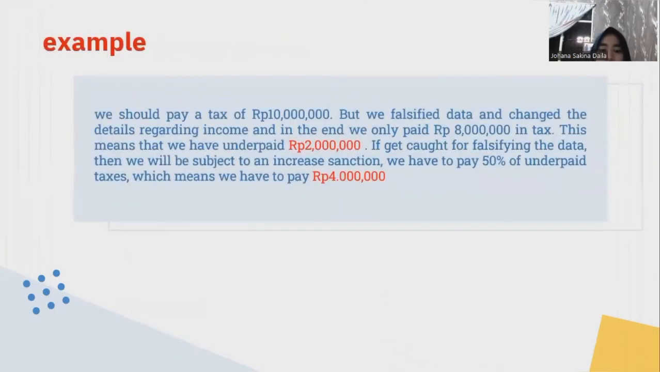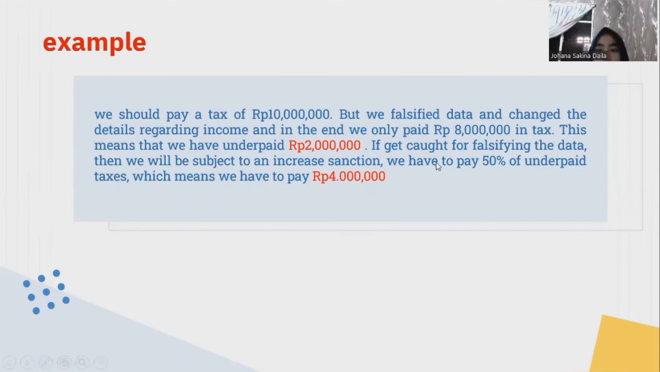And here is the example of providing wrong information in the calculation of tax payment. Let's say that the correct data shows that we should pay a tax of 10 million rupiah, but we falsified the data and then changed the details regarding income, and in the end, we only paid 8 million rupiah in tax. This means that we have underpaid 2 million rupiah.